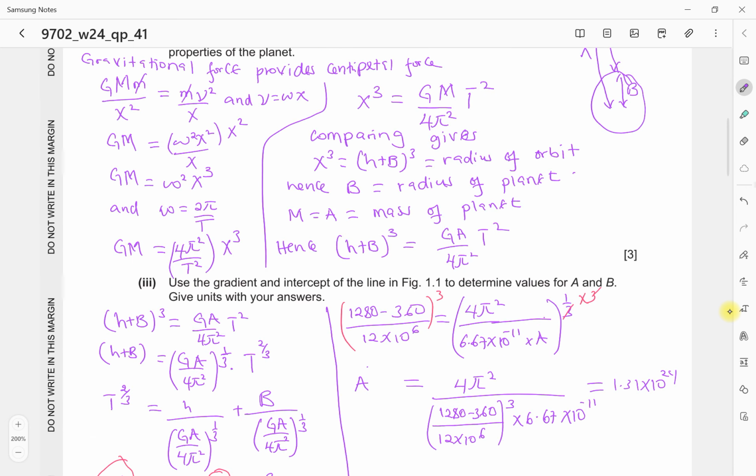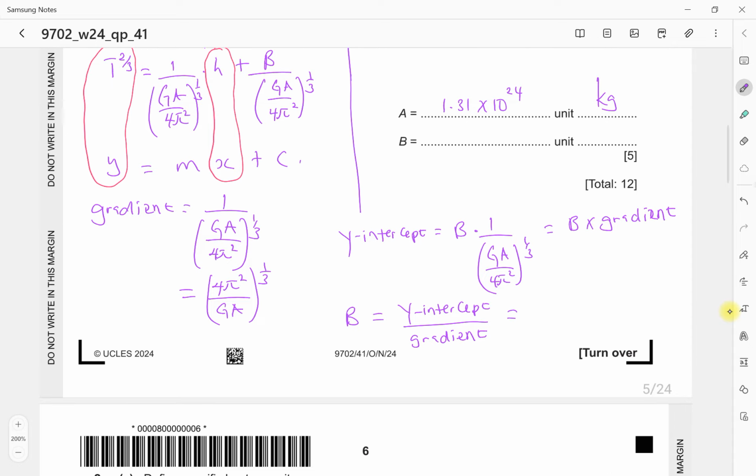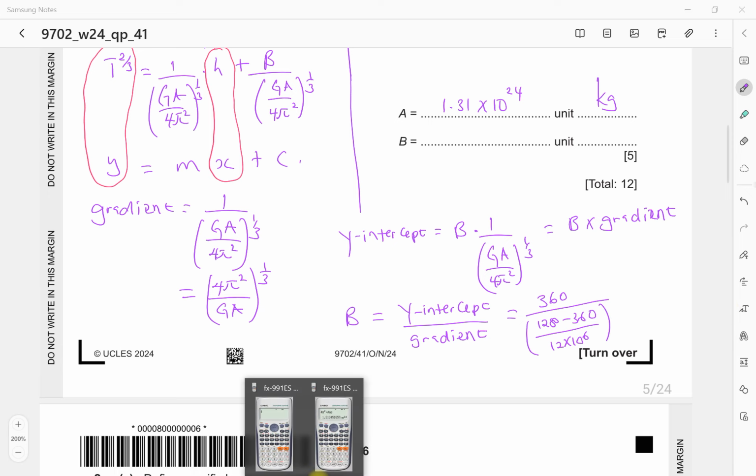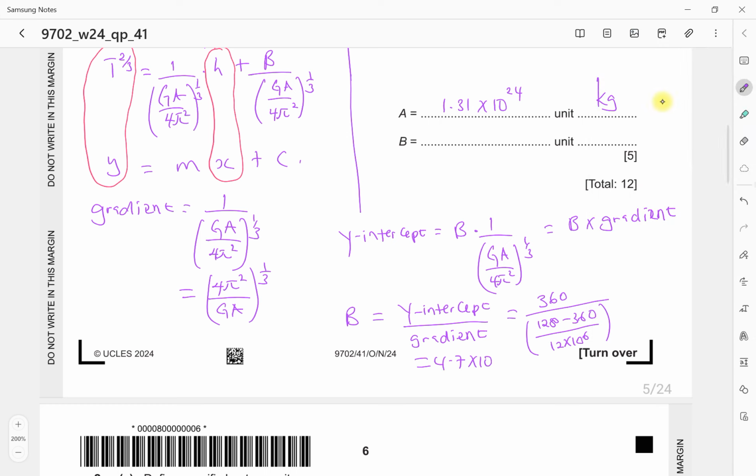So from the graph, I will just look for the y-intercept. I think the y-intercept was 360. And the gradient was 1280 minus 360 divided by 12 times 10 to the power of 6. So from my calculator, I have 1280 minus 360 divided by 12 exponent 6. Then I'll say 360 divided by the answer. So it's 4.695 or 4.7 times 10 to the power of 6.